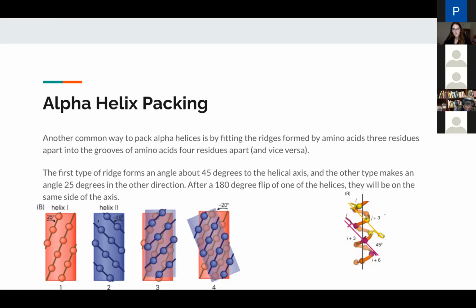And then after a 190-degree flip of one of the helices, they'll be on the same side and they'll be able to line up with a 20-degree rotation. And then these structures show you, you can use these to help visualize the 1, 2, 3, and 4 images by looking at these dots.